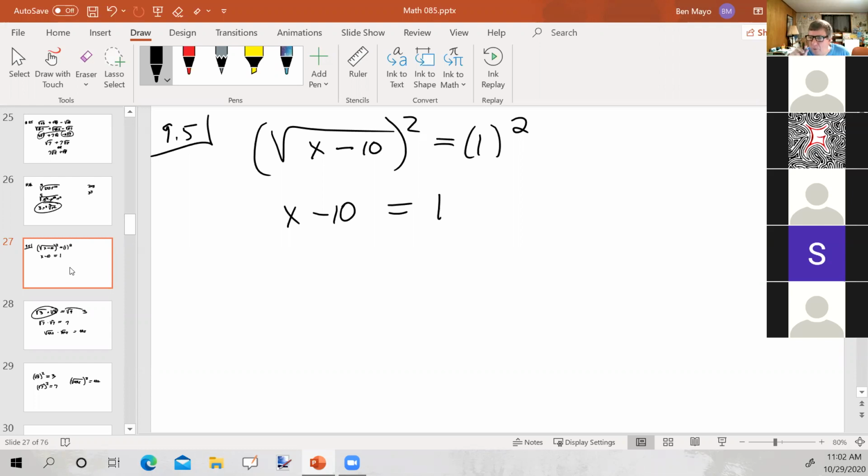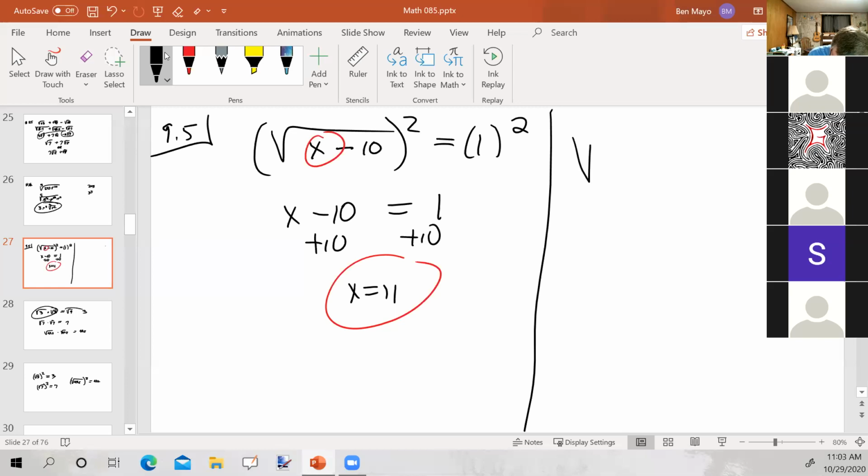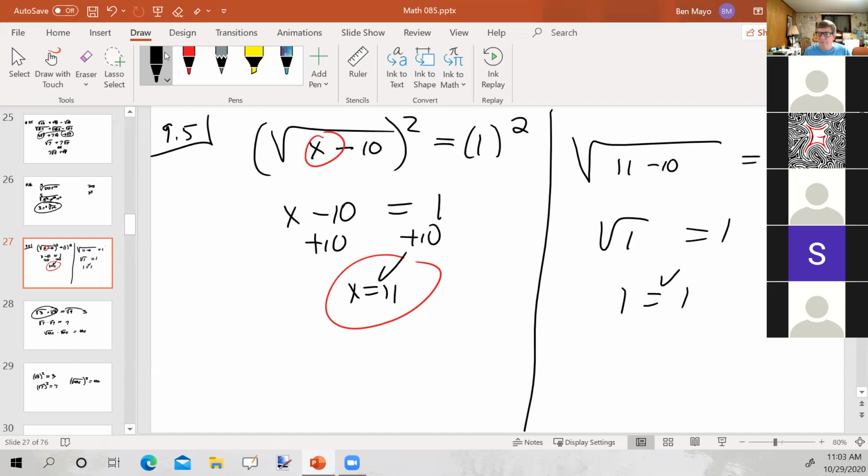Now we have to be careful. When we do this, sometimes we create what are called extraneous solutions. That is, solutions that don't work. So we always need to check our work, okay? All right, so now I've got x minus 10 equals 1. Add 10, x equals 11. Let's check our work. If we take that and put it right there, we get that, which would be that, which would be that, so it checks. So this solution worked. Any questions?